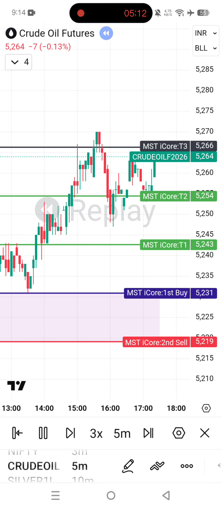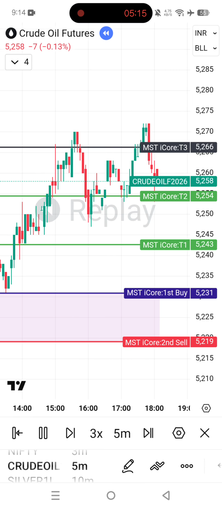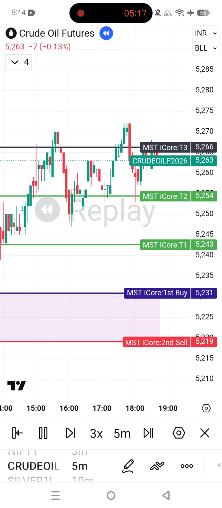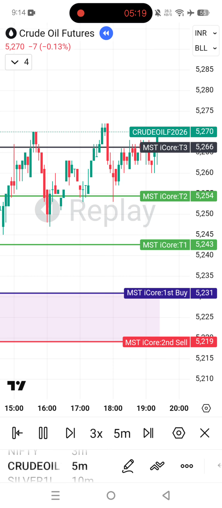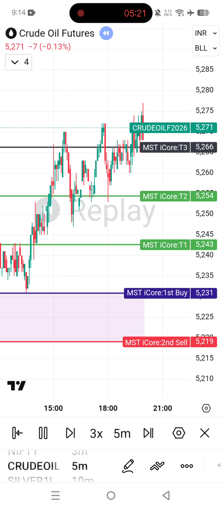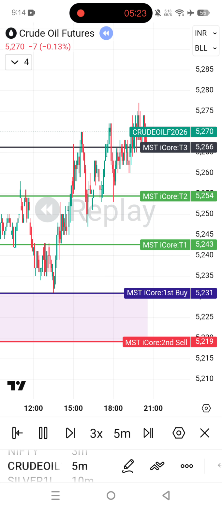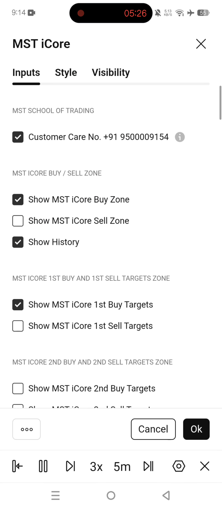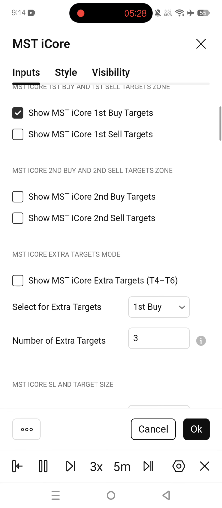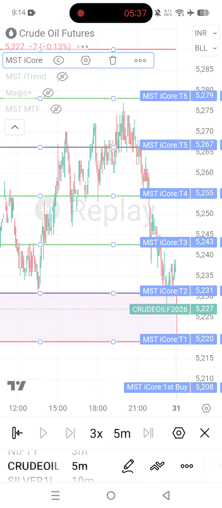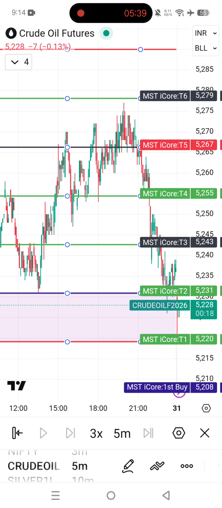This is how our indicator is working, not only for crude oil, but in almost all the scripts available in the world market. If you want to know the extra targets, we have given that option here. Let's scroll down. Here you can notice the option to show MST iCore extra targets, target 4 to 6. See, perfectly, almost 6 targets were hit yesterday itself.